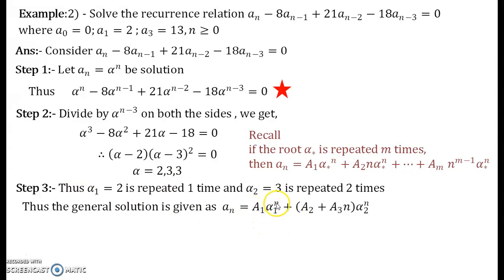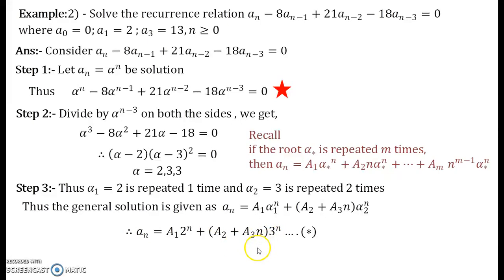a1 alpha 1 to the power n is a solution for alpha 1 equal to 2, and a2 alpha 2 to the power n, with alpha 2 equal to 3, is also a solution. Thus I have added them because it's a linear combination. So what do we have? When you put alpha 1 and alpha 2, you obtain our general solution, that is a1 times 2 to the power n plus bracket of a2 plus a3 n times 3 to the power n. This is our general solution and you can jot it down.